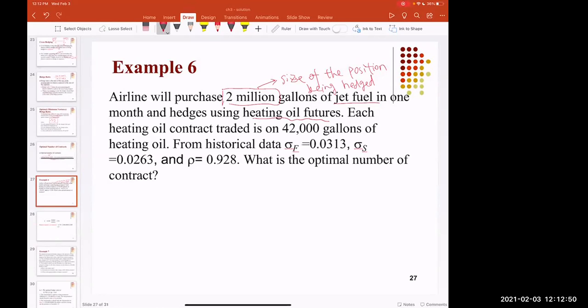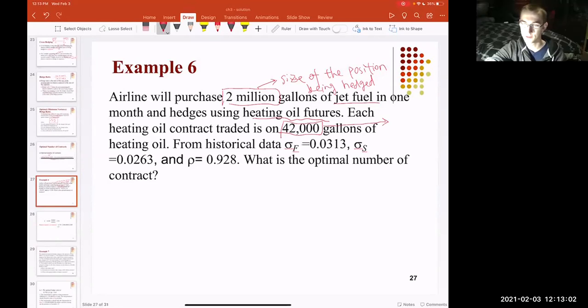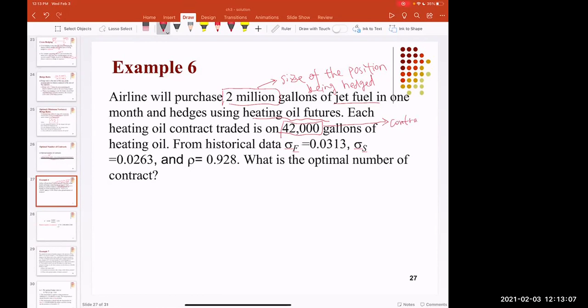What is this? Anybody can tell me? The amount of the asset in the contract, what do we call this? This would be the contract size per contract. That's correct, contract size. Thank you. This is from the last chapter, where we talked about contract size, the amount of the underlying asset, per contract, each contract.